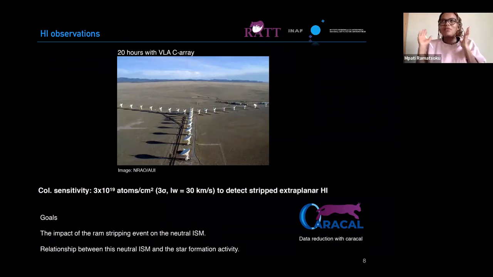And if you want to conceptualize how deep you have to go to detect this, you could think of it in optical surface brightnesses. This is about an order of magnitude or so below that of a normal optical galaxy that you would see. So if you compare this H1 column density sensitivity and the optical surface brightness, say in blue, this would be about an order of magnitude below that.